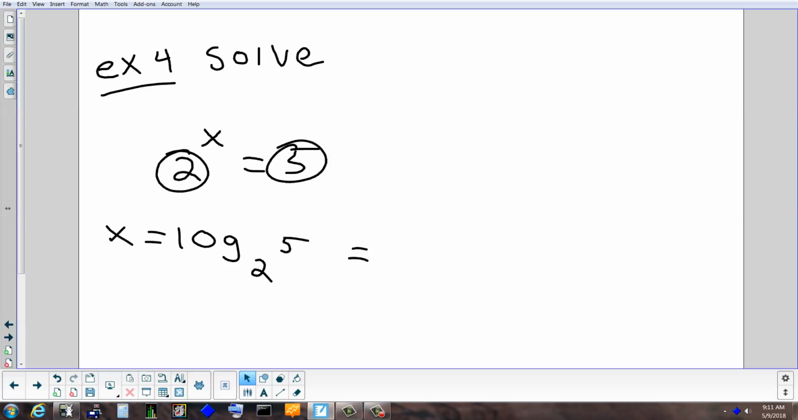Now, does the calculator have a button on it for base 2? No. So we can't type that in. We have to rewrite this in a way we can type it in, and that's the last thing we learned yesterday. So it involves a fraction. And how do I rewrite that so I can type it in? Yep. Log of 5 over log of 2.